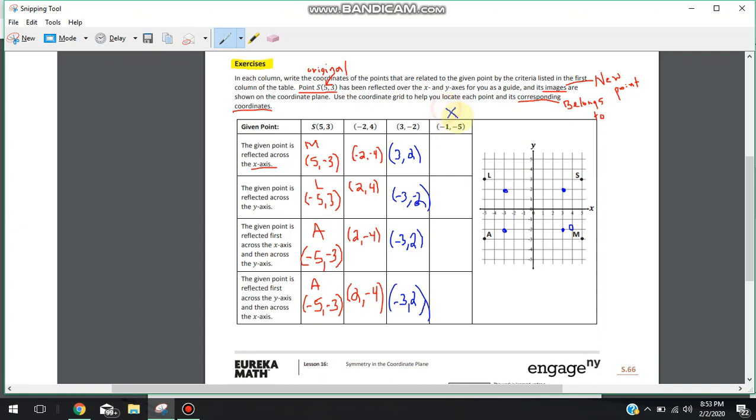I want you to finish this on your own. Let me check my time. Great. Finish this column. You should be able to do it by now. I think you guys got a good handle of how to do it.